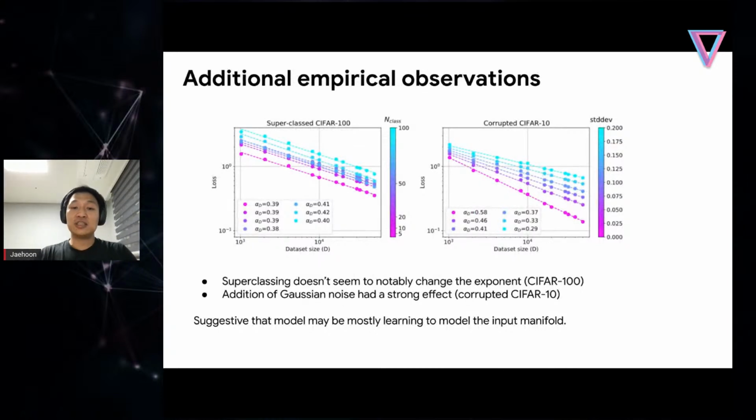Here, we're studying some variation on the properties of the dataset. On the left, we varied the superclassing scheme for CIFAR100 labels, from 5 classes to 100 classes, and we observed that the scaling exponent doesn't noticeably change as you vary the superclassing scheme. On the right, we added Gaussian noise to the inputs with varying noise scales, and this has a strong effect on the exponents. This result suggests that what the model is mostly learning is information on the input manifold rather than the target manifold.